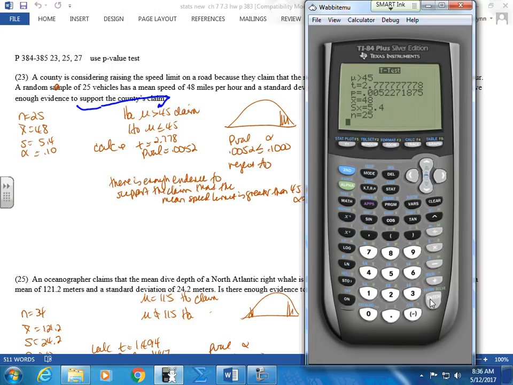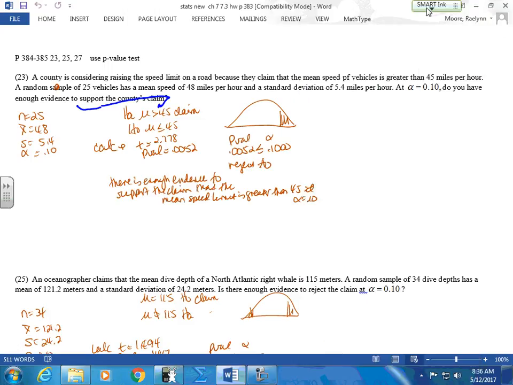P-value versus level of significance. If it's smaller than the allowable error, then I reject H0. And in this case, it is smaller. So if I reject my H0, I support my claim. There's enough evidence to support the claim that the mean speed limit is greater than 45 miles per hour at a level of significance of 0.10.